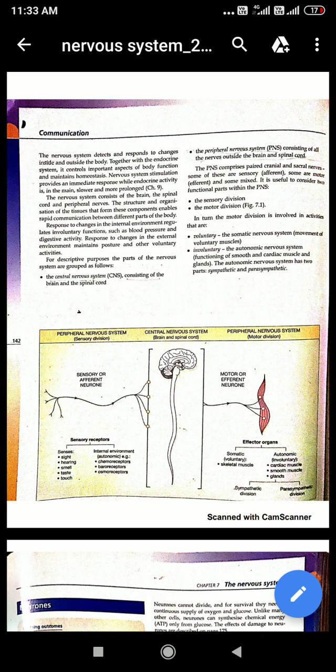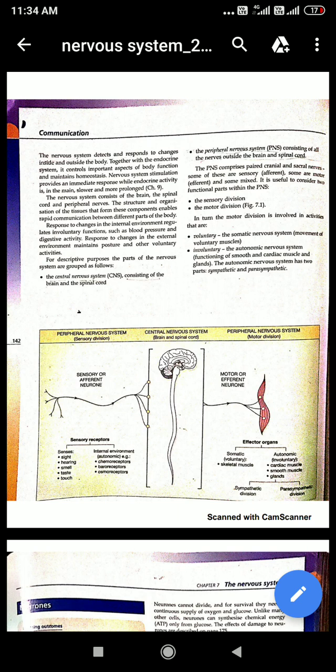Nervous system detect and respond to changes inside and outside the body. Nervous system stimulation provides an immediate response, while endocrine activity is the main slower and more prolonged response.